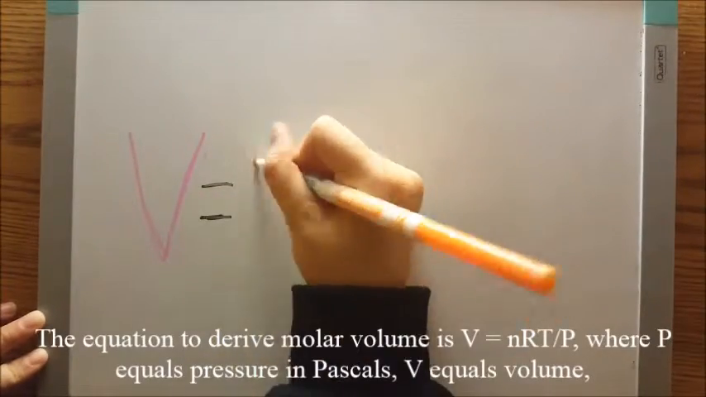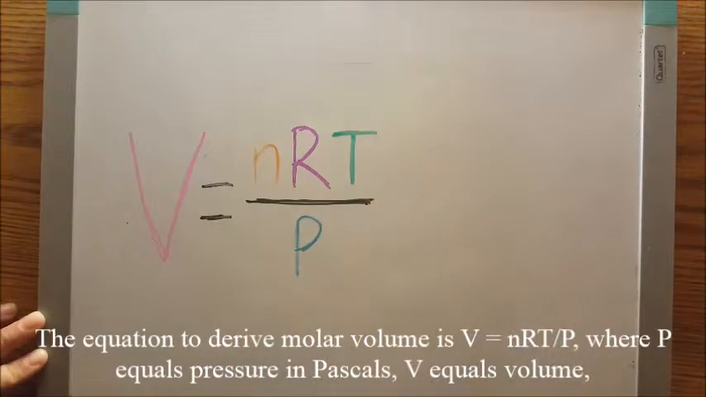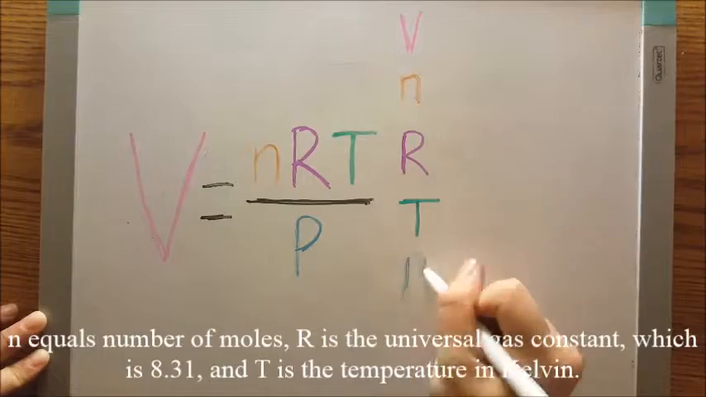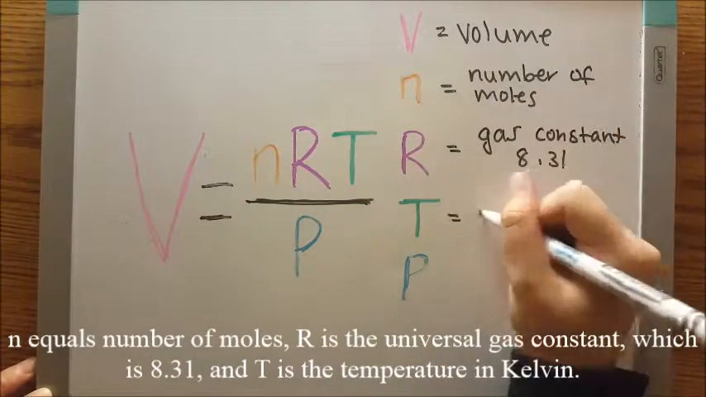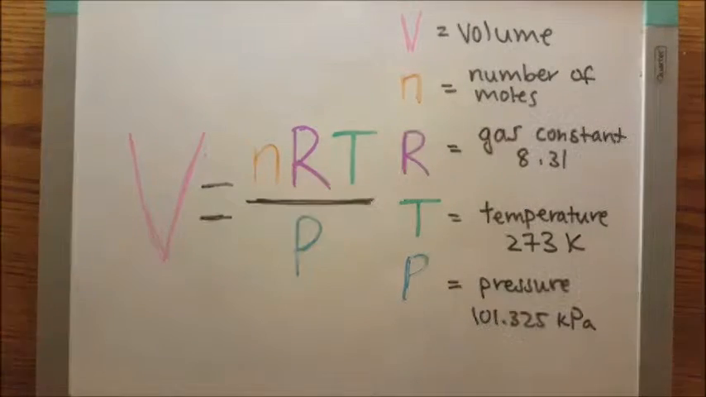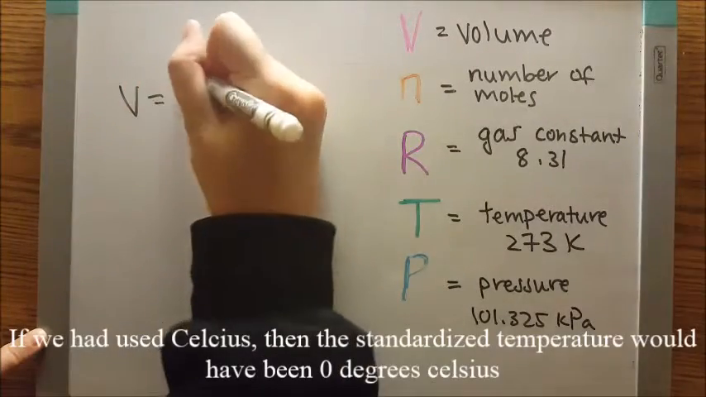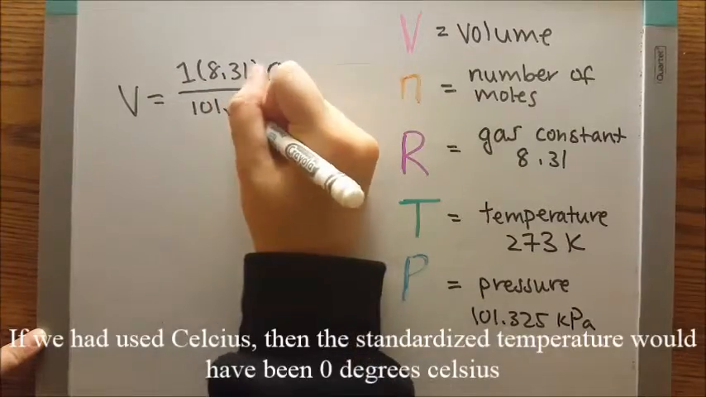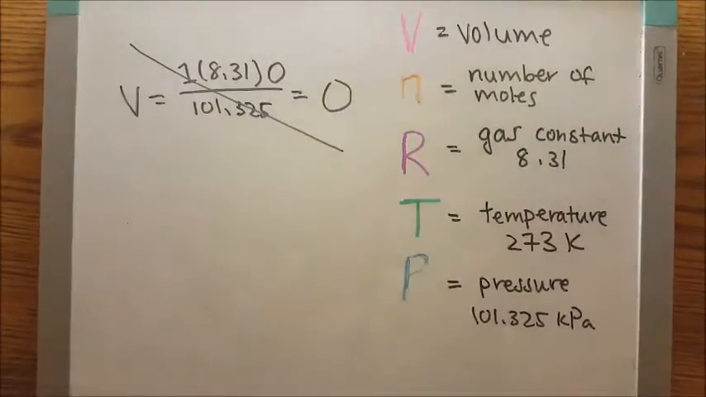The equation to derive molar volume is V equals nRT over P, where P equals pressure in pascals, V equals volume, n equals number of moles, R is the universal gas constant, which is 8.31, and T is the temperature in Kelvin. Ensure that you're using Kelvin when working with gas laws. If we had used Celsius, then the standardized temperature would have been 0 degrees Celsius, and anything multiplied by 0 is just going to be 0.